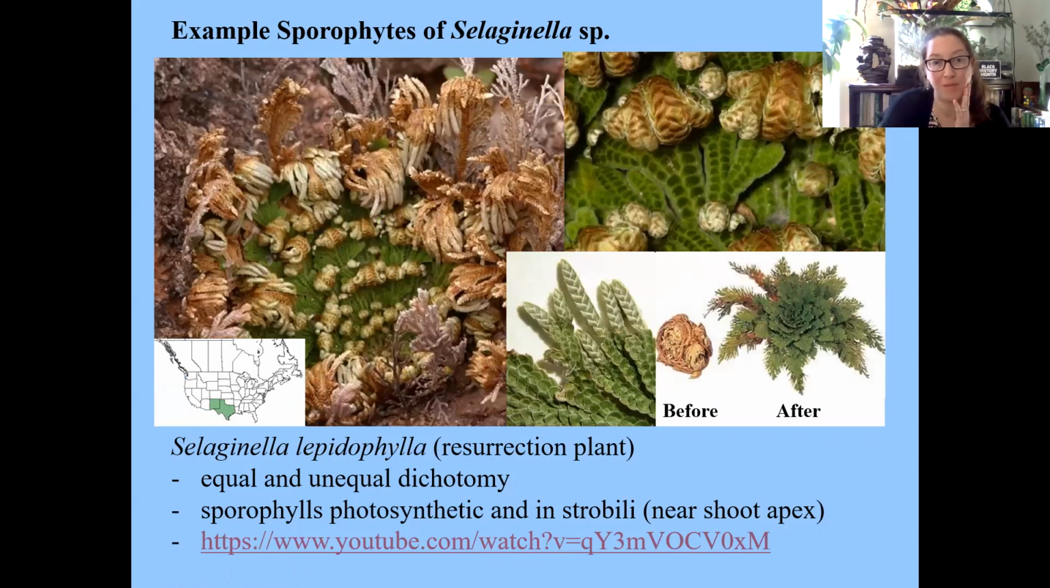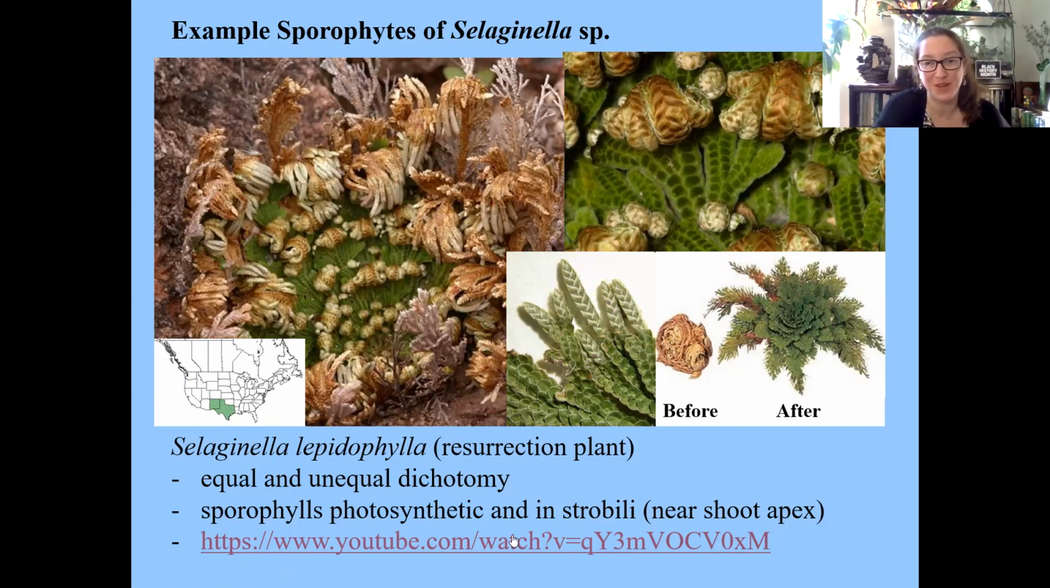This is cool. So here's another example of Selaginella. This is one you can actually buy as a plant. It's called Resurrection Plant. Sometimes it's sold as a fern, they'll say Resurrection Fern. It's not a fern. It's actually Selaginella, a lycopod. Again, you have equal and unequal dichotomy, so that's kind of more advanced. Same idea as before, the strobili don't look much different. They look like the rest of the leaves, but in technical terms they are still strobili.